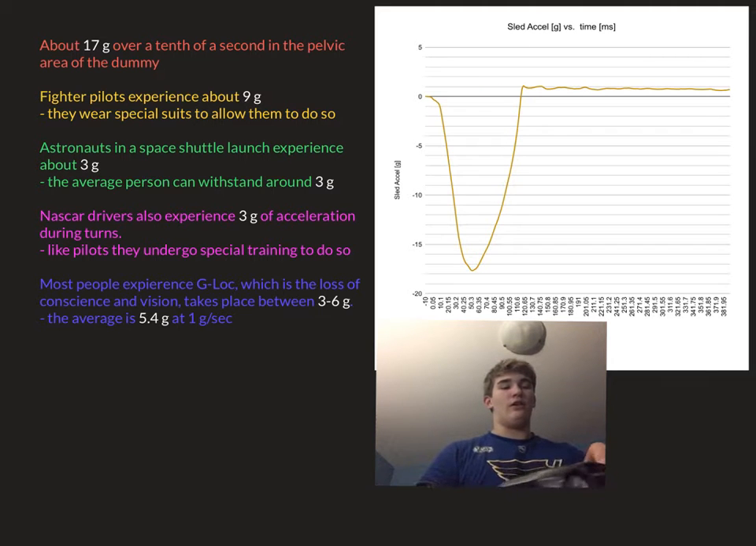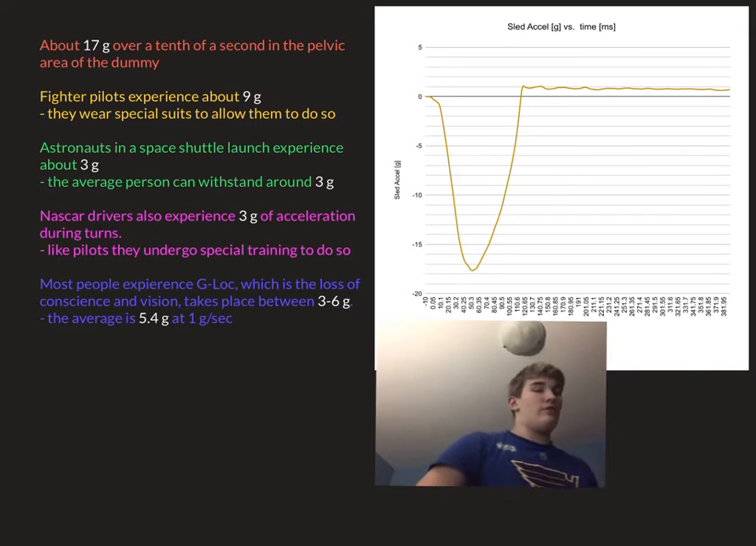a car taking a turn in NASCAR, a spaceship taking off, and most importantly, a fighter pilot, which is the most commonly known example of G-force, because I think when most people think about G's, they're thinking about, oh, that's what pilots go through, that's why they have all the special equipment. And then I'm going to talk about why they have that special equipment, why they and other professions that deal with high levels of G's take training courses, and what the effects of G-force on a person could be.